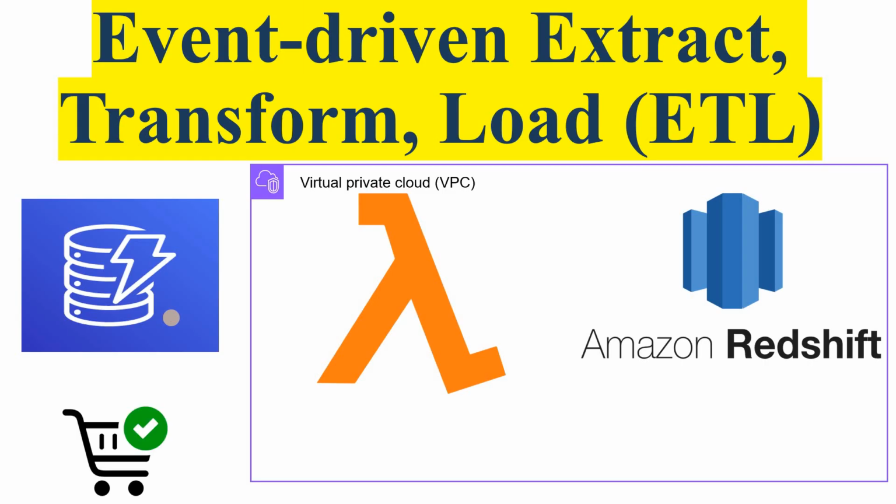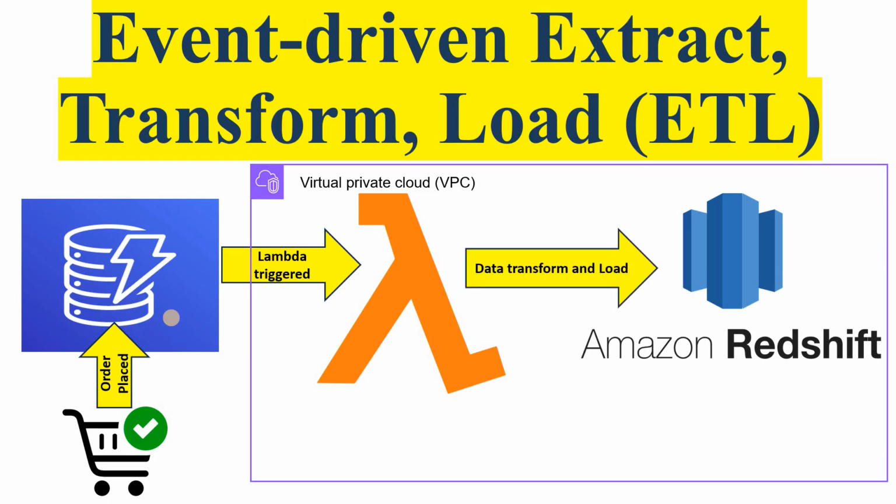So here we have a business process where, for example, an order is placed. That will create a record in the Amazon DynamoDB table, which will trigger the AWS Lambda through the Lambda trigger configuration that uses DynamoDB Streams. As soon as that Lambda gets triggered, it runs the custom code we have written, which does multiple jobs. It connects to the Amazon Redshift cluster, extracts the data from the stream, and then creates a dynamic query which loads the data into the Amazon Redshift cluster.